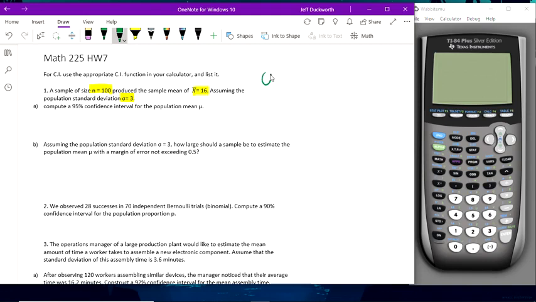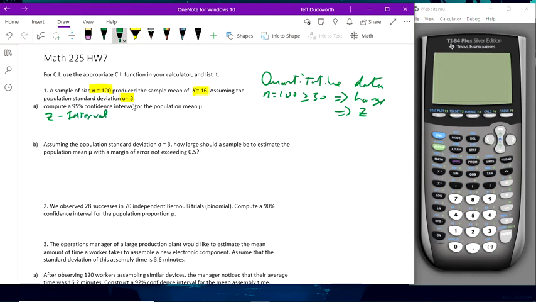So this is quantitative data. We're also given n is 100. That is at least 30, which implies it's large, which implies we're going to use the z distribution. So we're going to use z, we're 95% confident, we're going to use z interval.